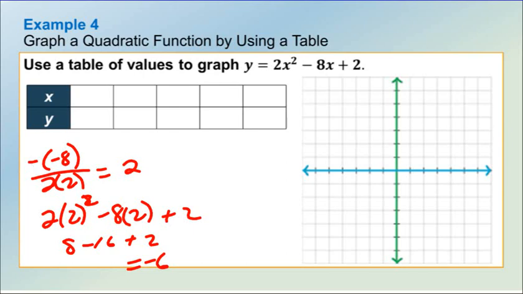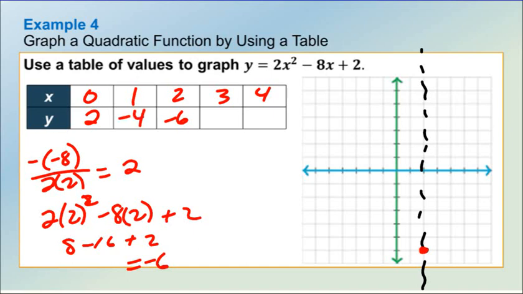So I'm going to put my axis of symmetry here. So we have 2, -6, which would be right here. I'm going to put that point, and I'm going to choose points on each side. So that means this will be 3 and 4, this will be 1 and then 0. If I put 0 in here, I know that it's going to land on 2. If I put 1 in for x, 2 times 1 squared is 2, minus 8 is -6, -6 plus 2 is -4.